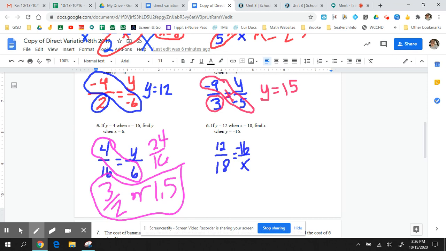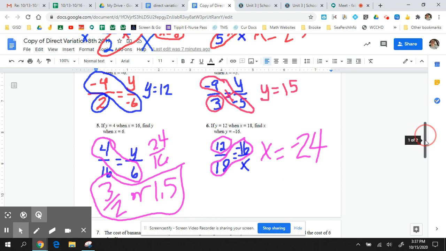Now, on this next one, you're going to multiply -16 times 18 times 16. You get 288. So -288. Don't forget that negative on that 16. And then divide by 12. X should equal -24. All right. So you will have problems like this.